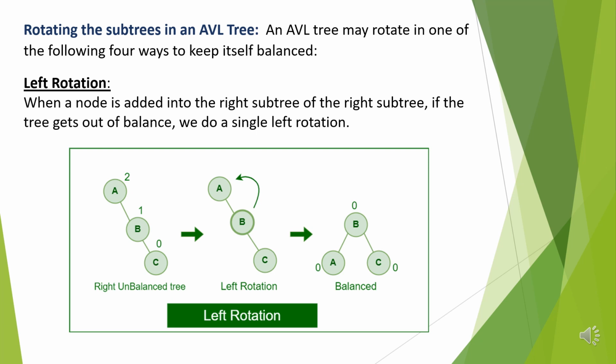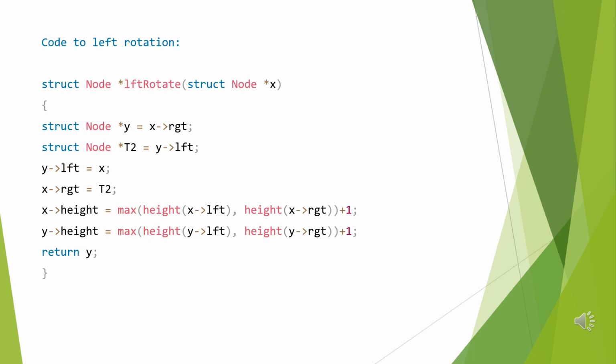That is, it has the height of two subtrees. Now we perform left rotation to make the balance factor of A, B, C to 0. Here is the code to perform left rotation.